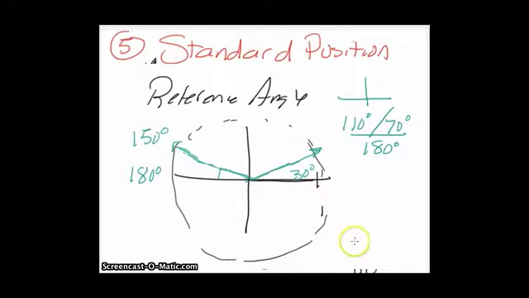Now, the point being is that a reference angle is an angle formed by the terminal side and the plus or minus x-axis. Let me say that again. A reference angle is the acute angle formed by the terminal side and the x-axis. So let me come up with another one here.